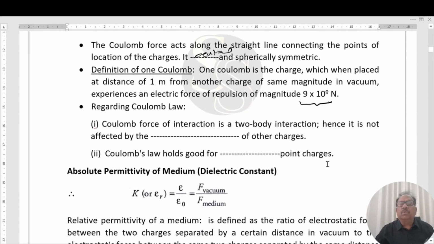Regarding Coulomb's law of interaction in two-body interaction, it is not affected by the presence or absence of other charges. Coulomb's law holds good only for stationary charges, and only for point charges. Point charges, right?